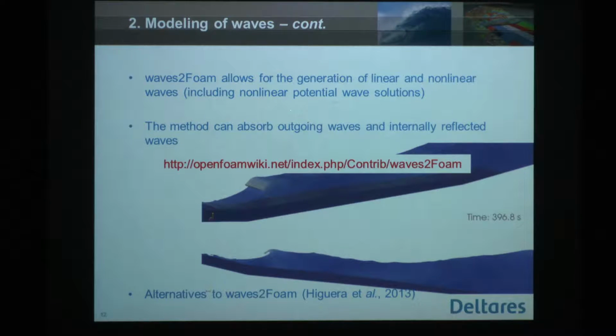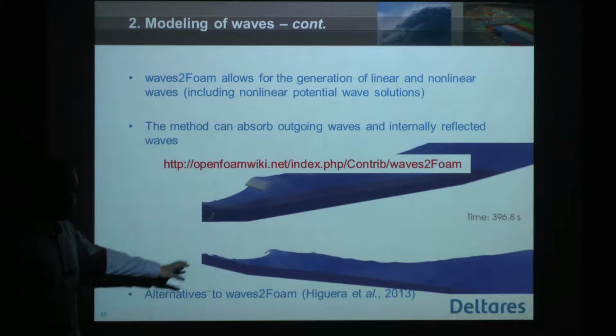And what does it do? It can create linear, nonlinear waves. And we also couple it with external solvers that create nonlinear incident irregular waves, which is otherwise a bit of a problem. I'm not going into the theory on that, but there are essentially no nonlinear irregular wave solutions theoretically, so we need other means of describing boundary conditions.